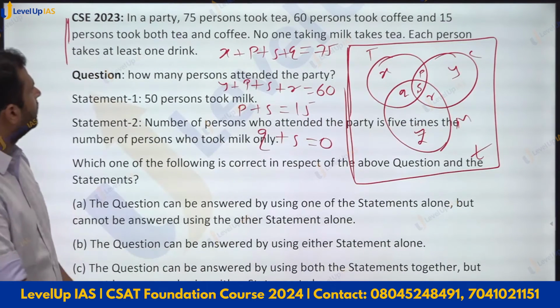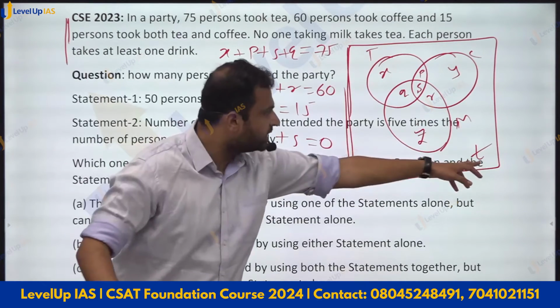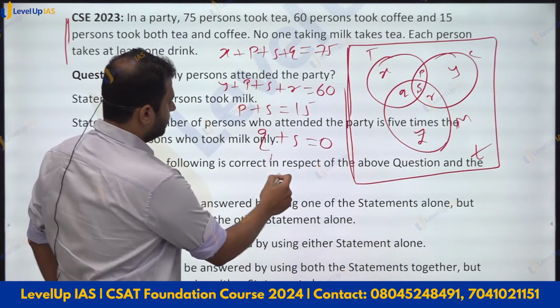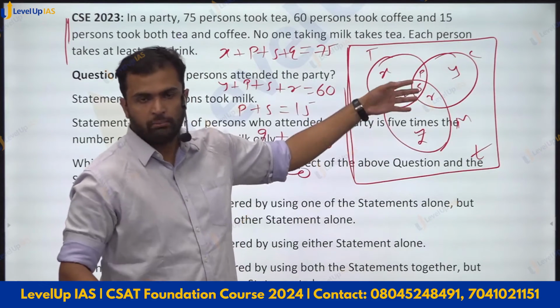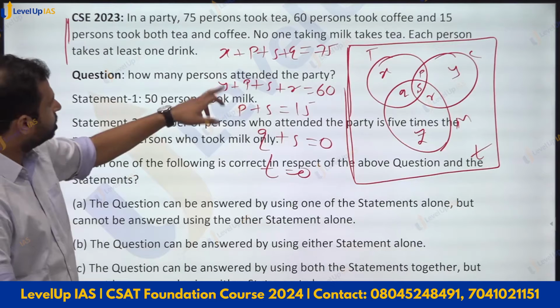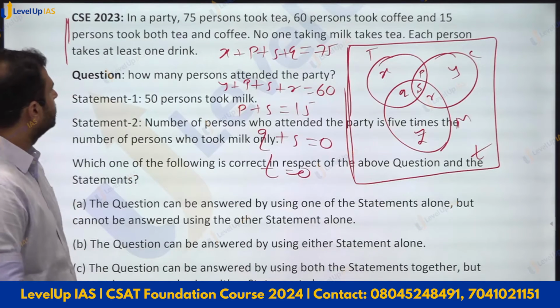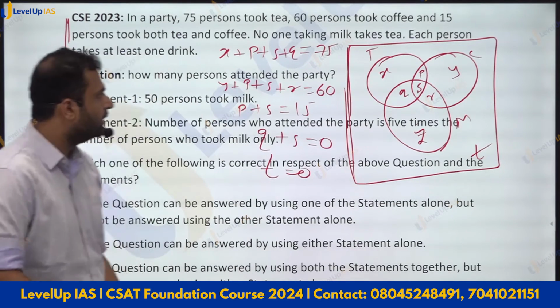Fine. What else? Each person takes at least 1 drink. So T is 0. This small t is 0, because every person in this party takes at least 1 drink. So how many equations do we have? 1, 2, 3, 4, 5 equations we have. Okay. The question is, how many people attended the party?